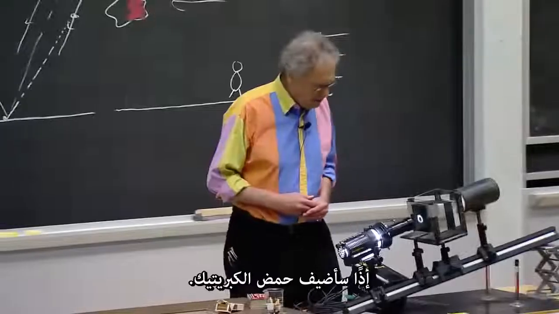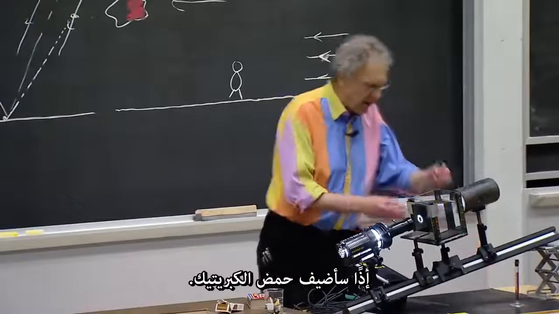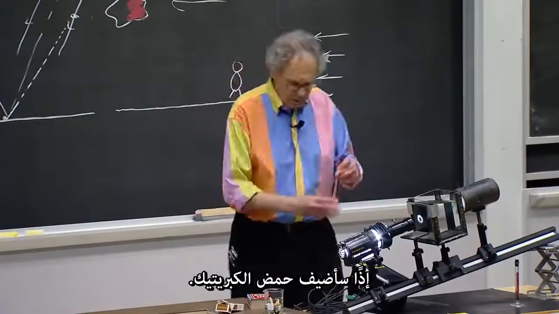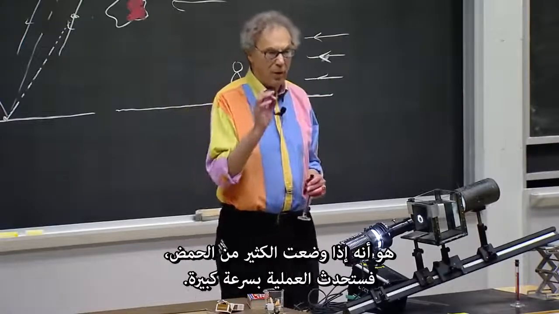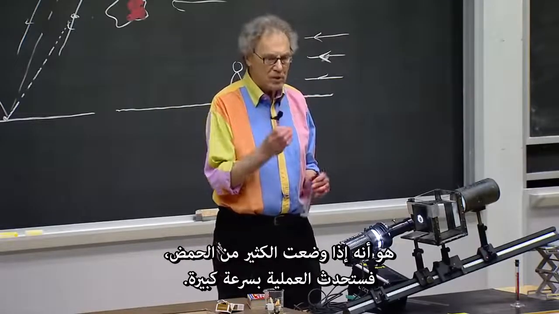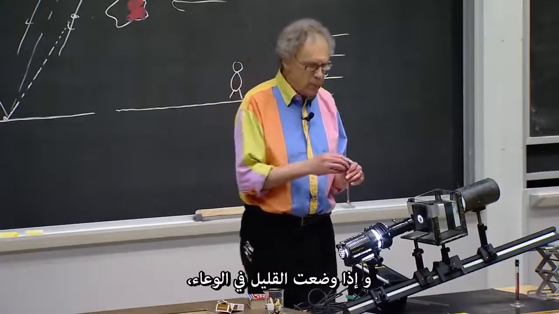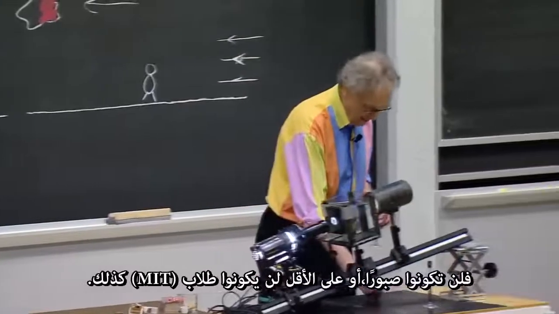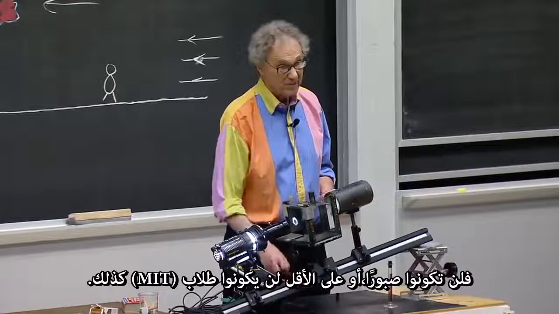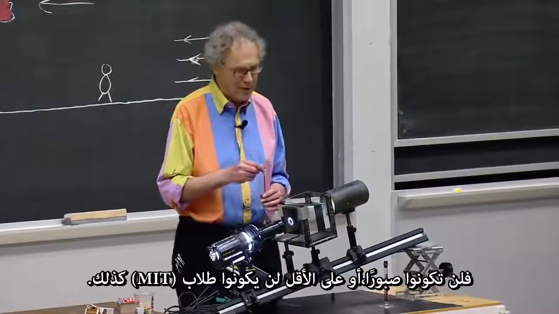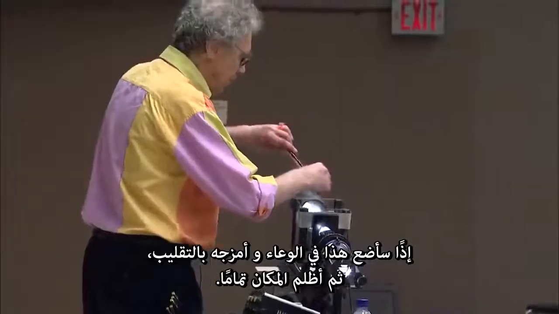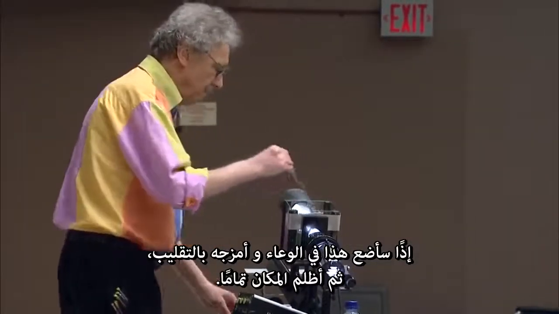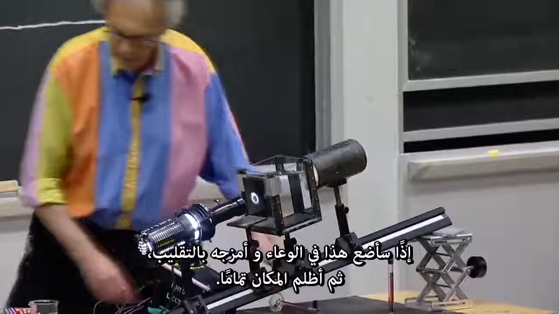That's why I said I'm going to kill two birds with one stone. So I will add the sulfuric acid. The difficulty with this experiment is always, if you put too much sulfuric acid in it, the whole process goes too fast. And if you put too little in it, then you will become impatient. At least MIT students would. So I'm going to put this in and stir, and then make it immediately dark.